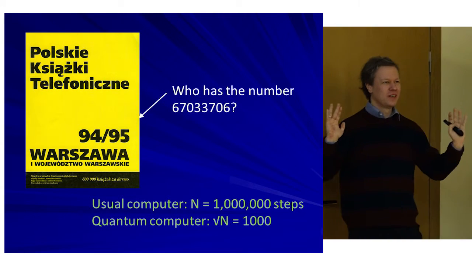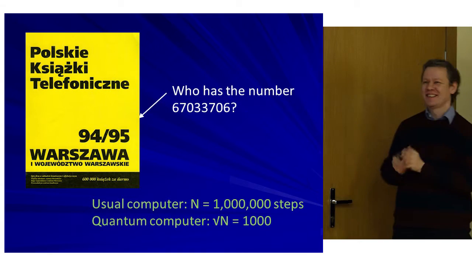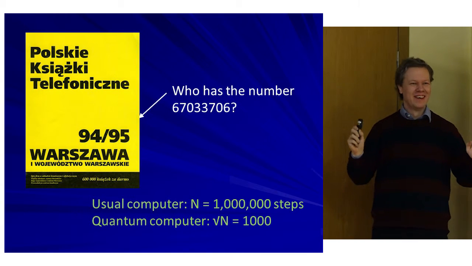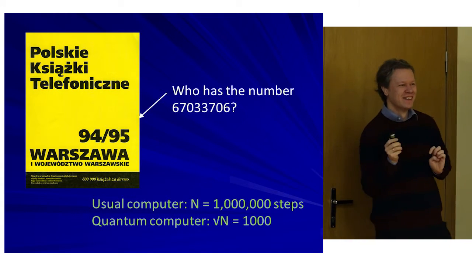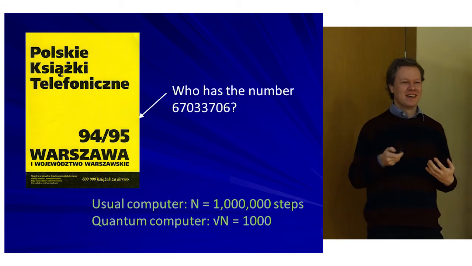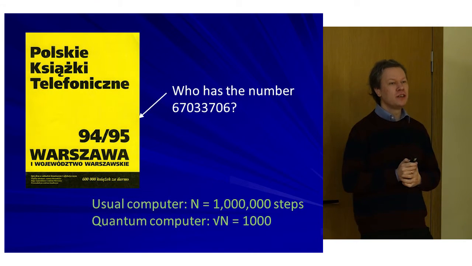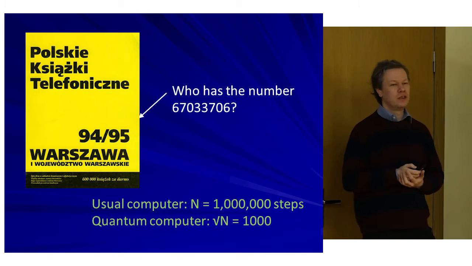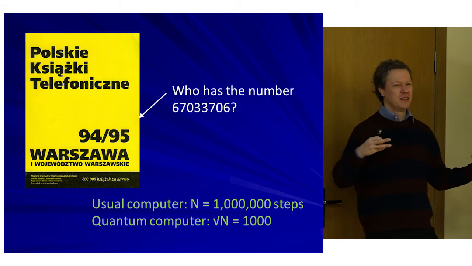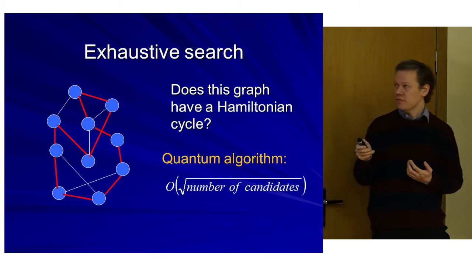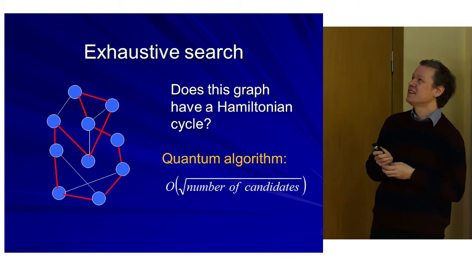So when I talk to an audience of professional computer scientists, I try to avoid this story because they would catch me. But quantum search can be useful for many other things. And its main use is actually in situations where this phone book is not something real, but is something virtual. So here is an example.